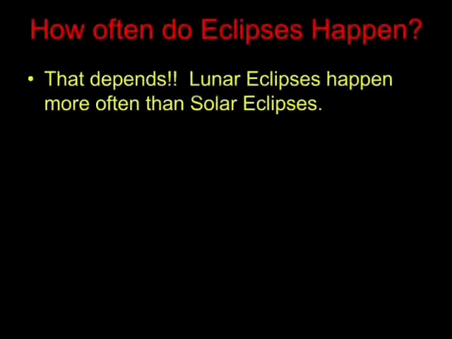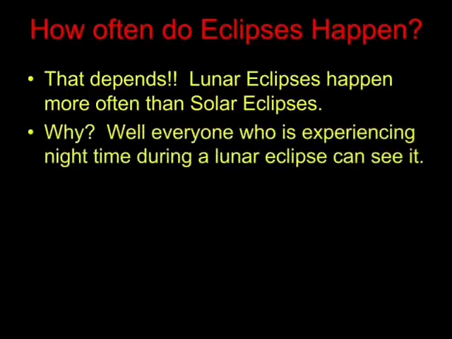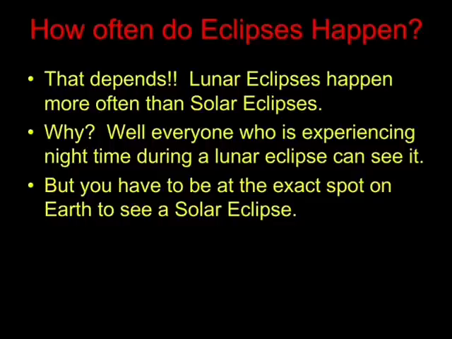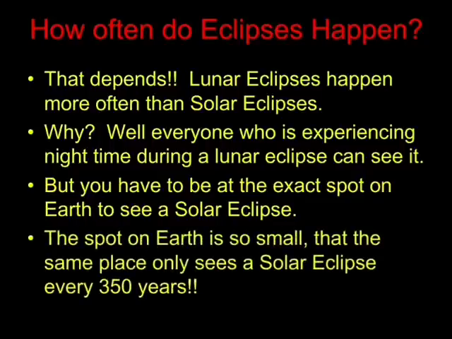How often do eclipses happen? That depends. Lunar eclipses happen more often than solar eclipses. Why? Well, everyone who is experiencing nighttime during a lunar eclipse can see it. But you have to be at the exact spot on the Earth to see a solar eclipse. The spot on the Earth is so small that the same place only sees a solar eclipse every 350 years.